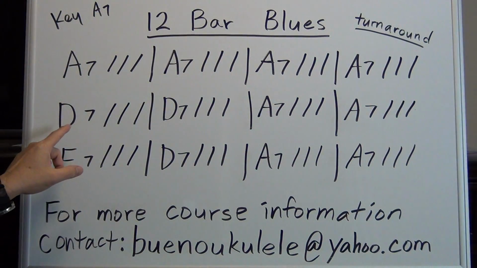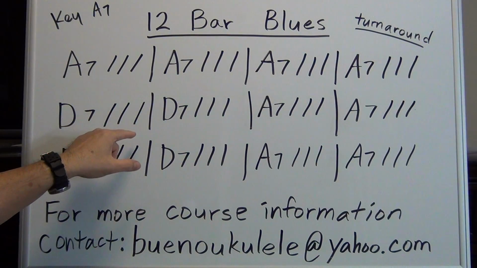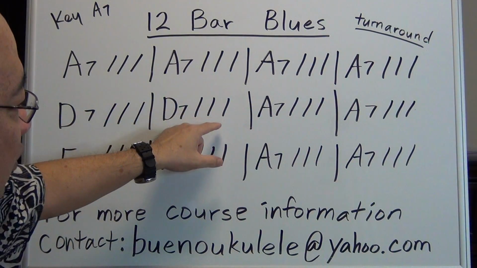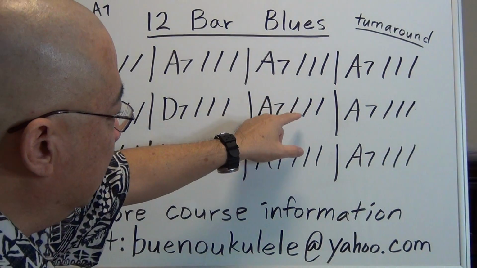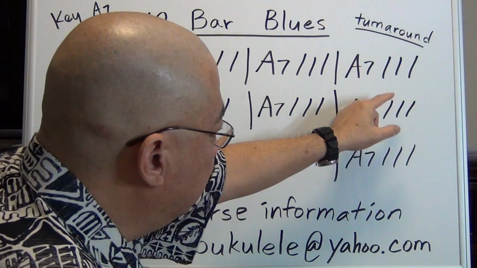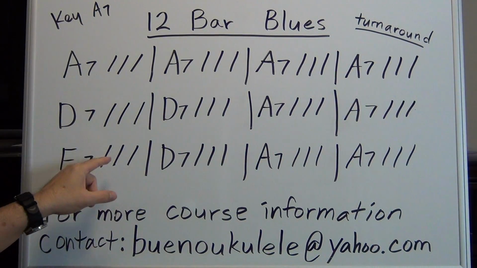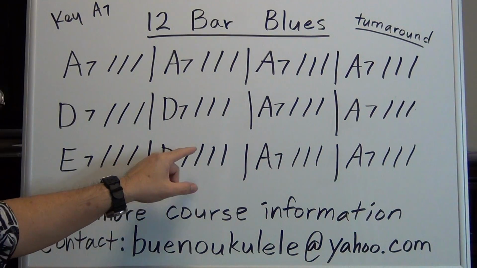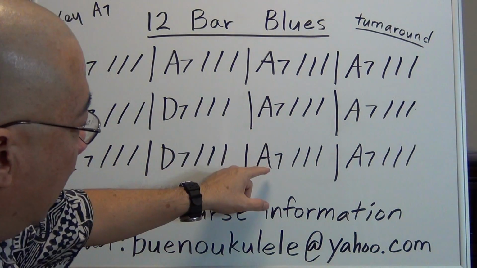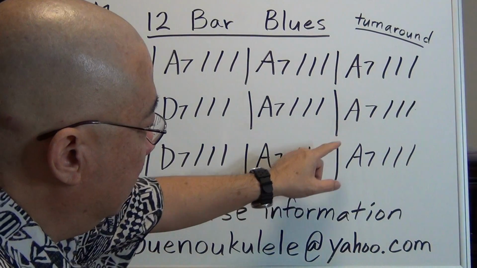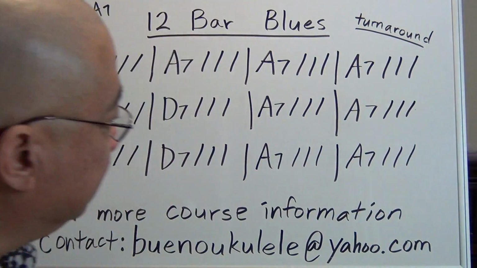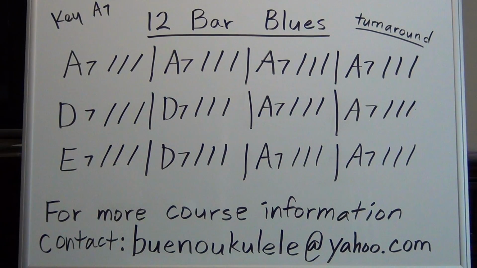Coming down here, D7, 1, 2, 3, 4, and so on for four bars. Next line down, E7, 1, 2, 3, 4, and so on for four bars. So each measure is going to have 4 beats. Keep in mind you've got 12 bars. That's how the 12-bar blues got its name.